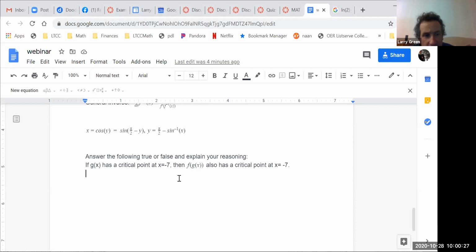All right, so when you read this: if g of x has a critical point at x equals -7, then f of g of x also has a critical point at x equals -7. So let's go to the word critical point. That's obviously the big word of this problem. And when do functions have critical points? You've got to remember the definition. The hint is there's two different things that could happen. What are the two different things? Derivative equals 0. And what's the other one?